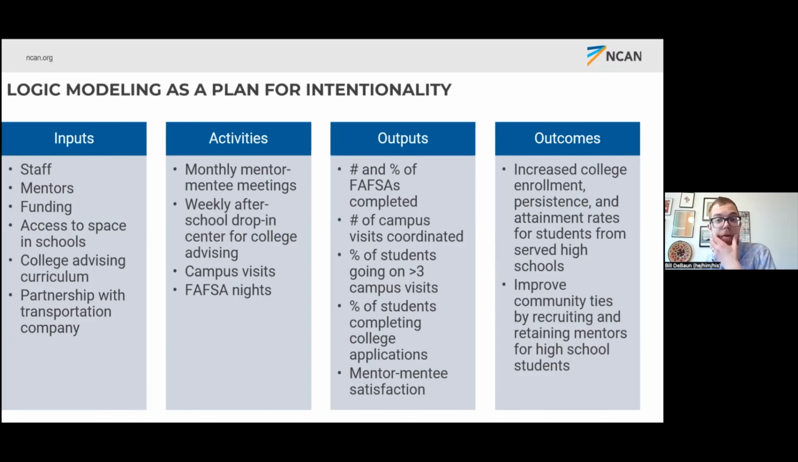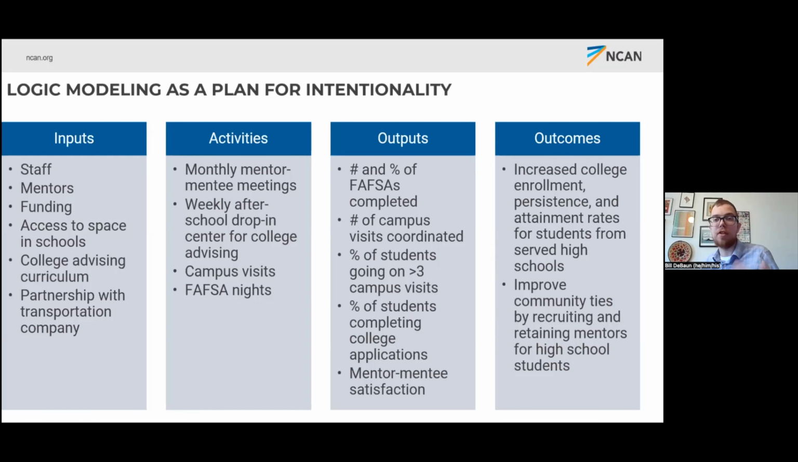So the activities of this program: they do monthly mentor and mentee meetings. There's a weekly after-school drop-in center for college advising. They coordinate campus visits for students. This program coordinates FAFSA nights for FAFSA completion.